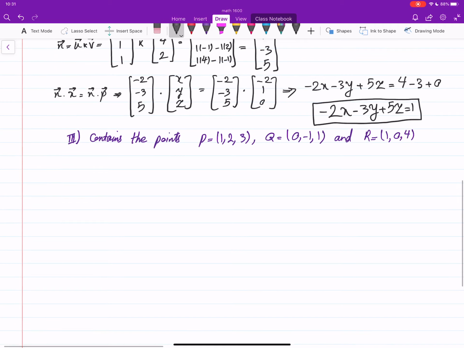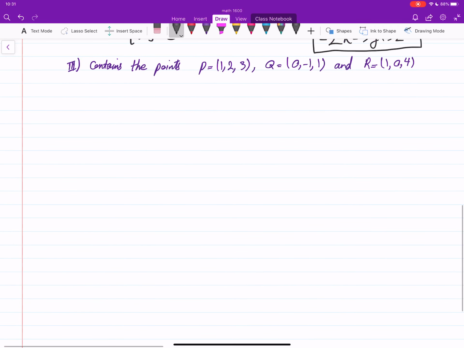The third one seems a little bit different because this time the given information is 3 points P, Q, R on the plane. Well, how can we then find, well, we're going to write the general form, so we need a normal vector. How can we find a normal vector here?